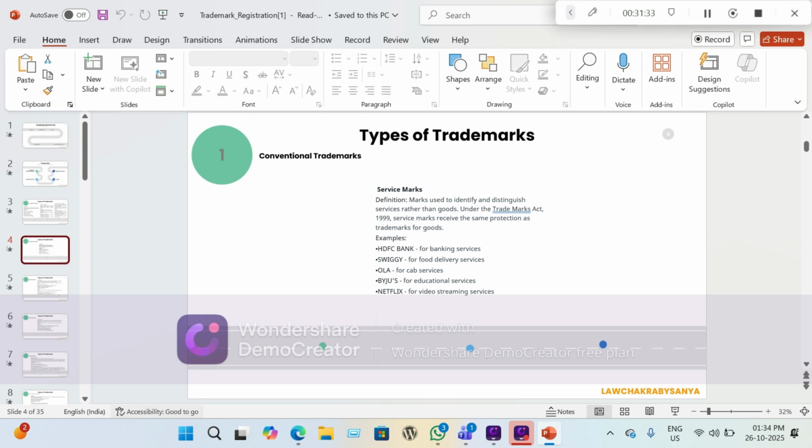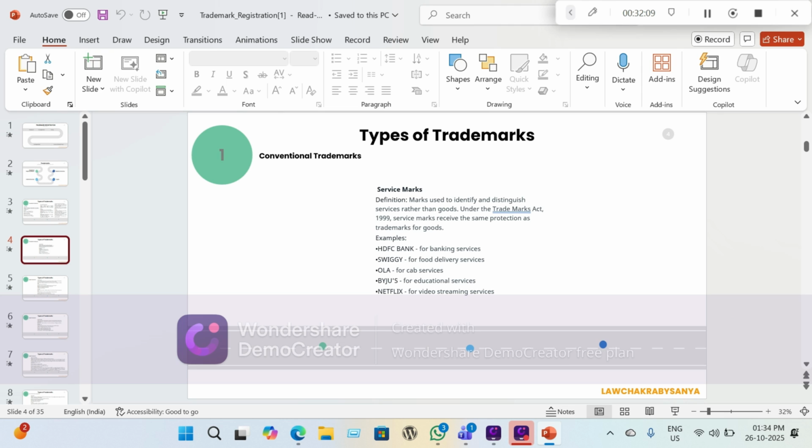Then there is this category of marks that are called service marks. Now, service marks are usually used to identify and distinguish services rather than goods. They have the same protection as trademarks for goods, but they are called service marks. So, service marks are like HDFC Bank for banking services, Swiggy for food delivery services, Ola for cab services, Byju's for education services, Netflix for video streaming services, of course. So these are service marks.